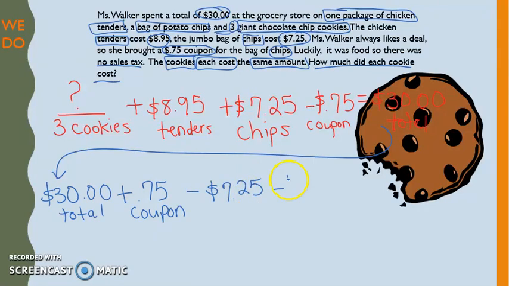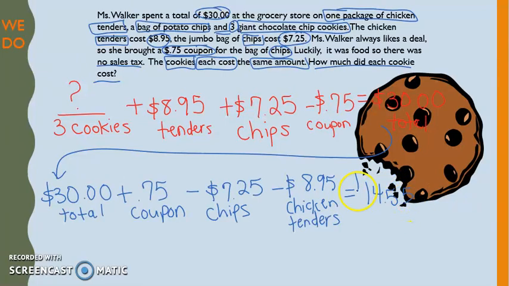And then we need to subtract the chicken tenders, which is $8.95. And that will equal $14.55. Well, that's a really expensive cookie. Well, wait a minute. I want 3 cookies. I want to know how much each costs. So this is the cost of 3 cookies.